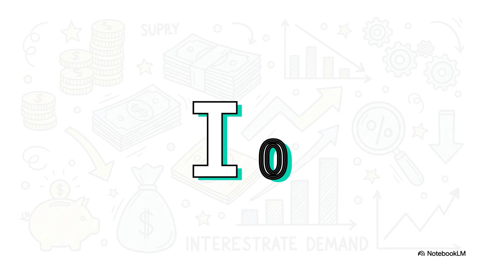And right there, where those two lines cross, bam! That's it. That's our equilibrium interest rate. We'll call it I0. At this one specific rate, the amount of money people want to hold is exactly equal to the amount of money the central bank has put out there. The market is in balance.